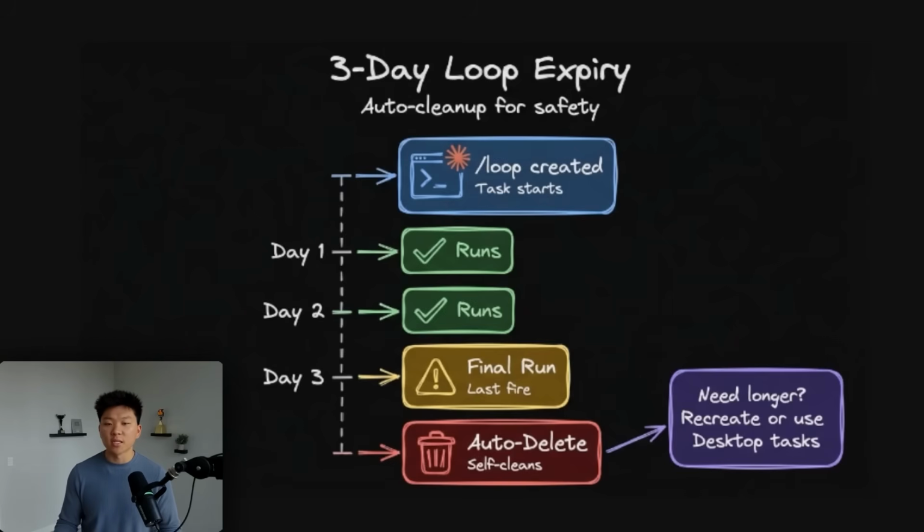It auto cleans things up if you forgot you had all of these loops running. So once you create a loop, it basically has a 3-day timer on it. It can run on day 1, it can run on day 2, and then on day 3, it can run up until that last fire, and then it will auto delete. And if you want anything longer than 3 days, then you would either just recreate that loop, or that probably indicates that you should turn this into a legitimate scheduled task.